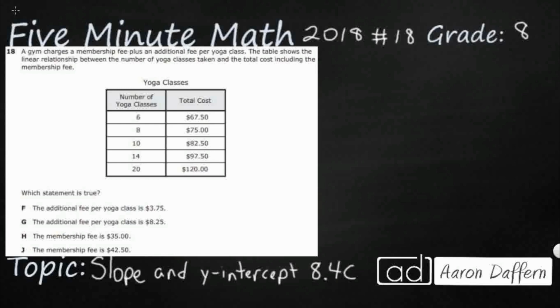So we've got a gym here. It's got a membership fee plus an additional fee per yoga class. And so we've got this linear relationship here, so that's important, between the number of yoga classes taken and the total cost. So remember, this total cost has got two different fees. It's got the membership fee plus that fee per yoga class. Both of those together make this right here. So that linear relationship should make me think, I wonder if we could use the slope-intercept form here.